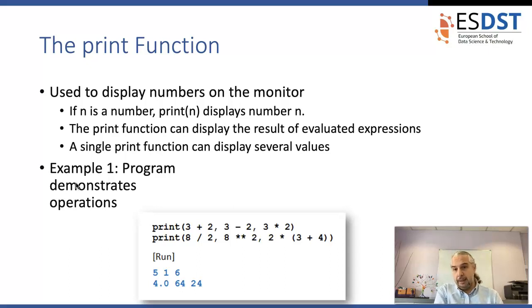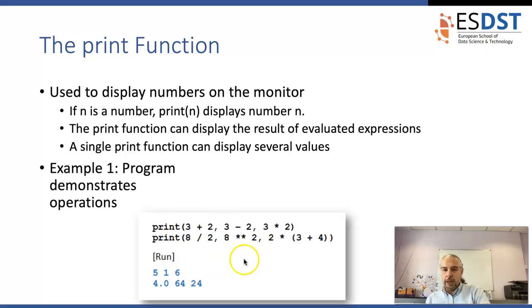If n is a number, print n will display the number n. The print function can display the result of evaluated expressions. So a single print function can also display several values. Look at this program here. If I say print 3 plus 2, it will print 5, comma 3 minus 2, it will print 1, comma 3 times 2, it will print 6. All of them in one single line, because the print function by default, when it finishes, gives you the new line. We can change that, as we're going to see later on, but this is not of our primary interest right now. Same thing happens with the second one.